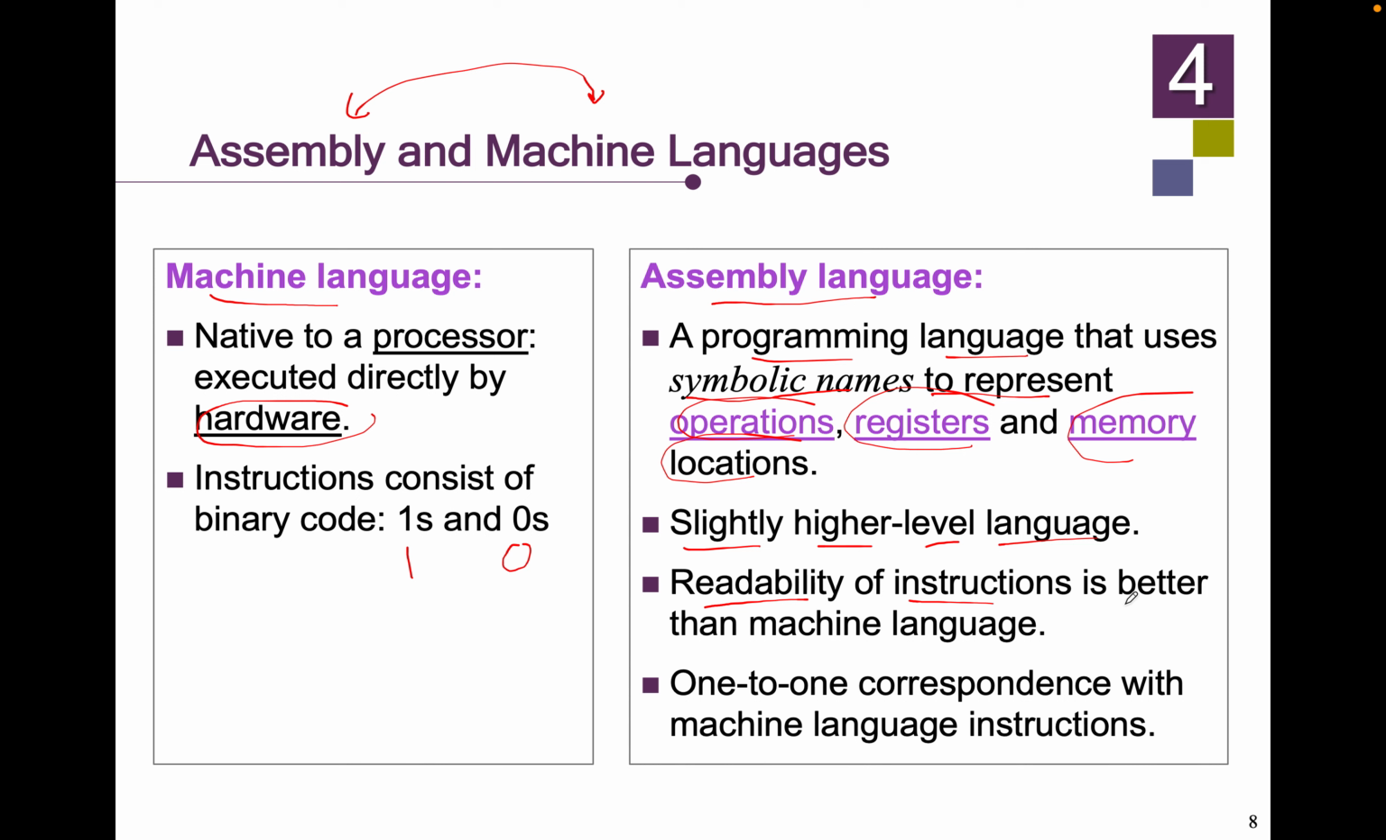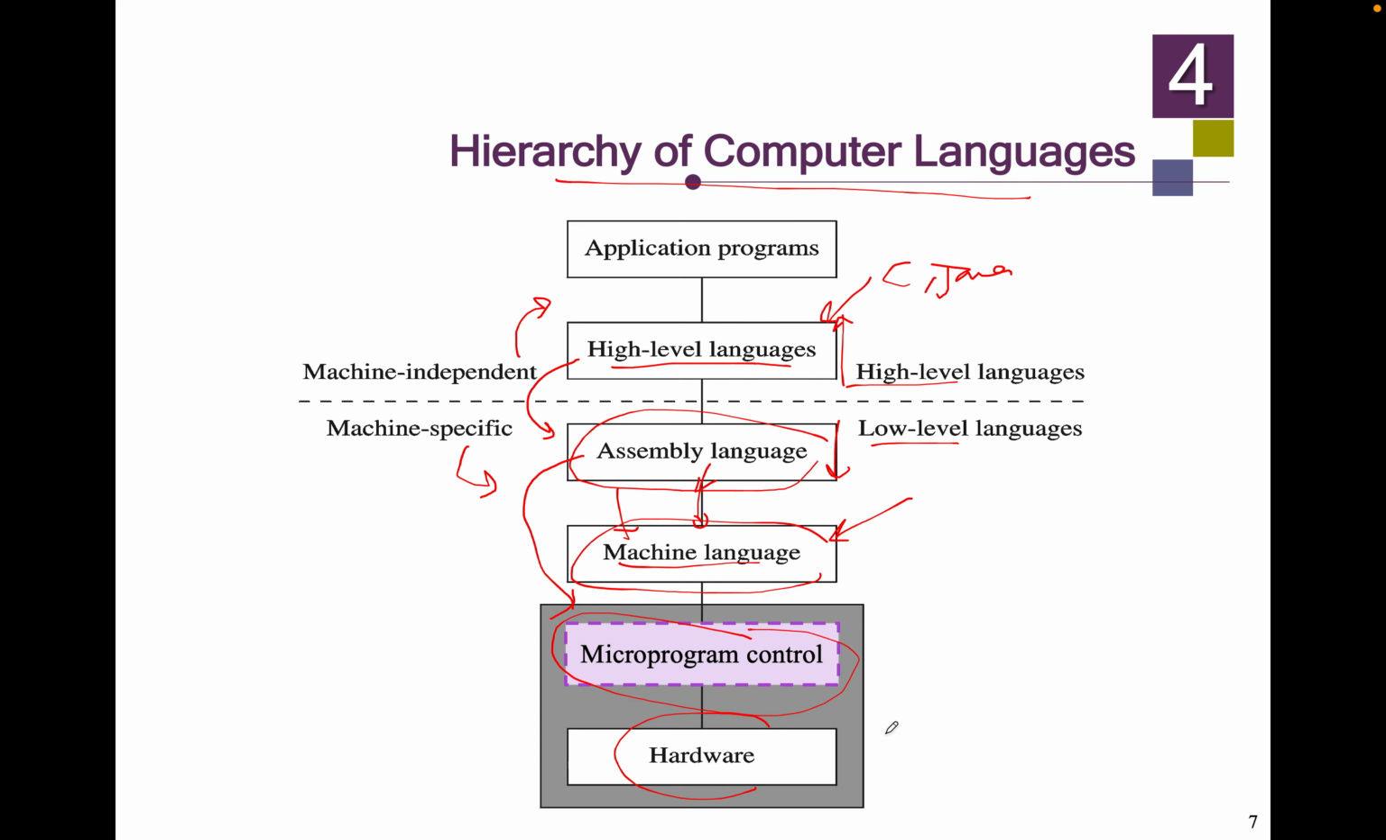The readability of instructions is better than machine language, because if you look into machine language, it is all 011010, 1100, whatever. We can't understand this. We are human. We can't understand the codes. That's why this is converted from our assembly language, which is human readable. We understand what is written there. It has a one-to-one correspondence with our machine language instructions.